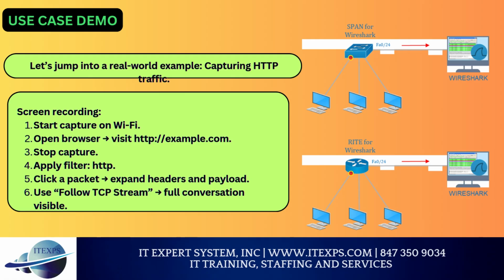Step 4. Apply the filter HTTP so only web traffic appears. Step 5. Click on a packet. Here, you can see detailed headers and even the payload. Step 6. Now, use the Follow TCP Stream feature. Suddenly, you can see the full conversation between your computer and the web server. With just a few clicks, Wireshark reveals exactly what data was sent and received. This is incredibly useful for spotting issues, debugging applications, or investigating suspicious activity.